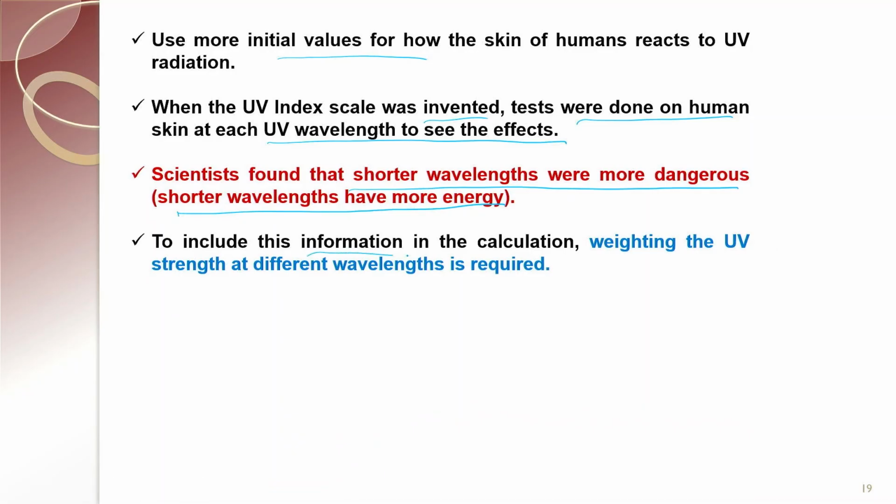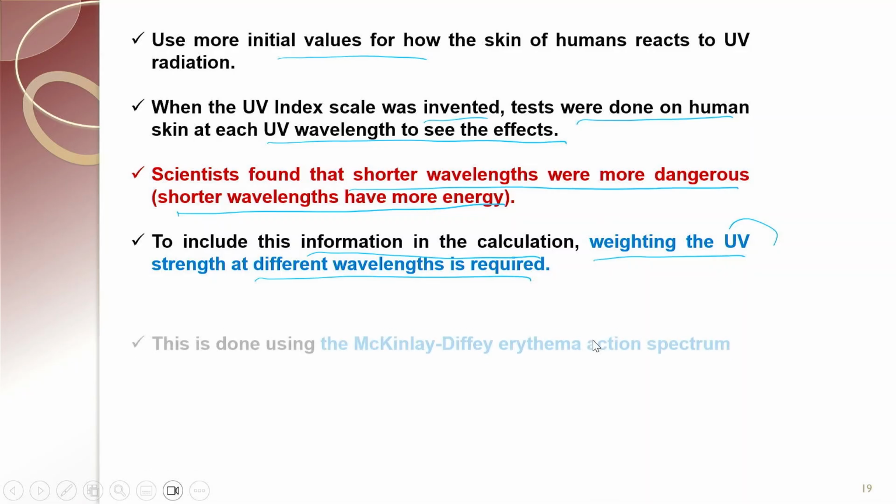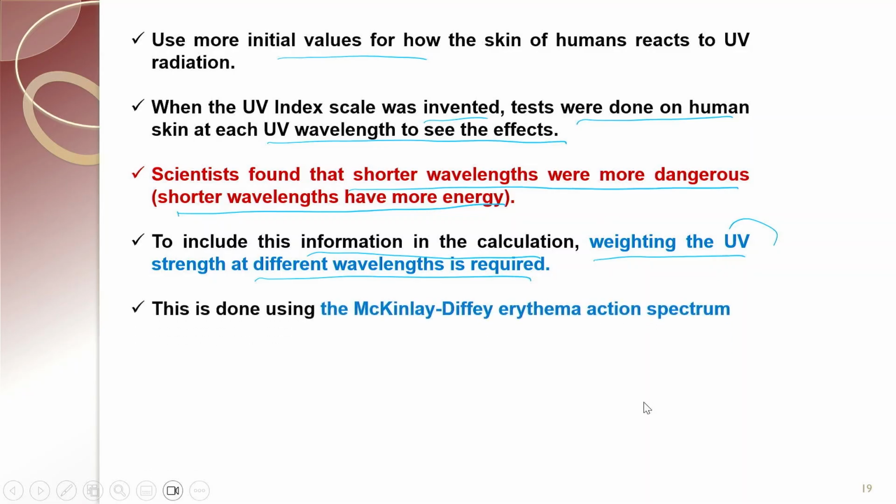So, to include this information in the calculation, weighting the UV strength at different wavelengths is required. We have to weight the UV rays at different wavelengths differently. This is done using the McKinlay erythema action spectrum, a particular relationship we use.